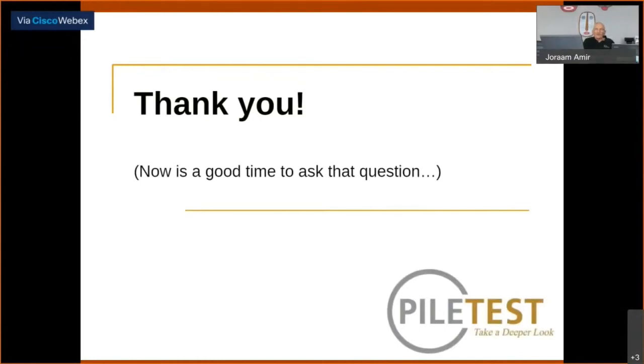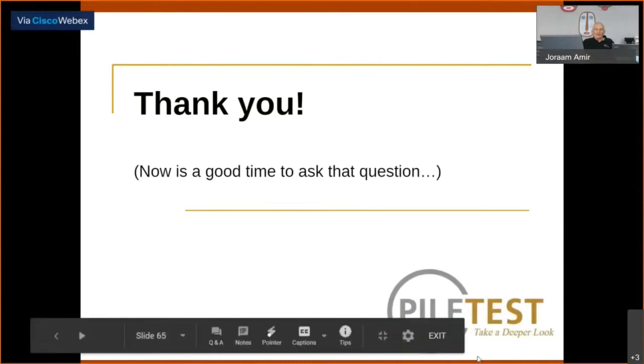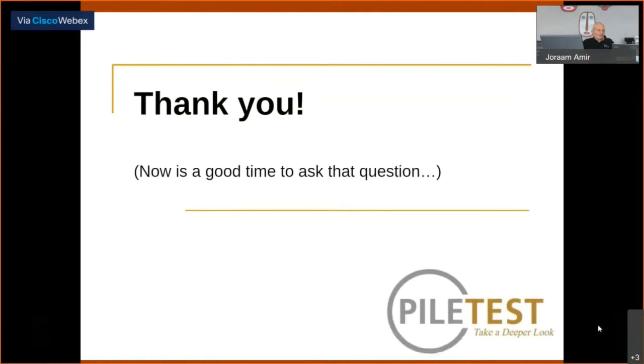The PDA is used for establishing the dynamic capability, or dynamic load, you can support on the pile. And the integrity testing is checking how well the contractor produced the pile.